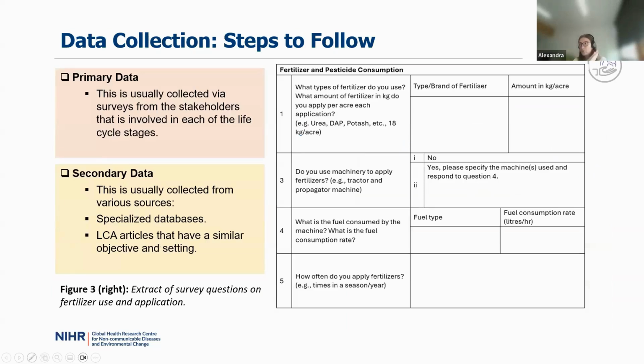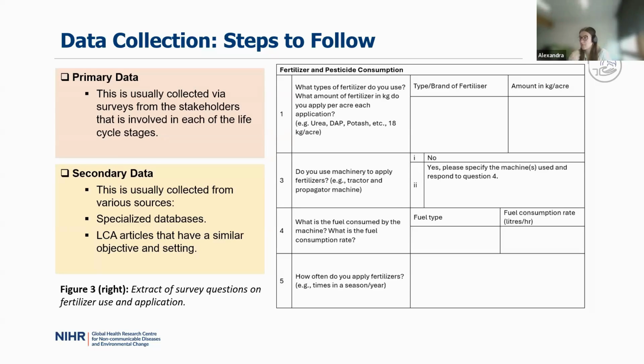So going back to the previous session, now that we have the goal, we understand the context of what we want to do, we understand what the objectives are, what our unit of comparison is. How would we go about data collection? Primary data is usually collected via surveys. And since there are several stages that the product goes through over its life cycle, there will be several stakeholders in each case that are in charge of or participate in each process.